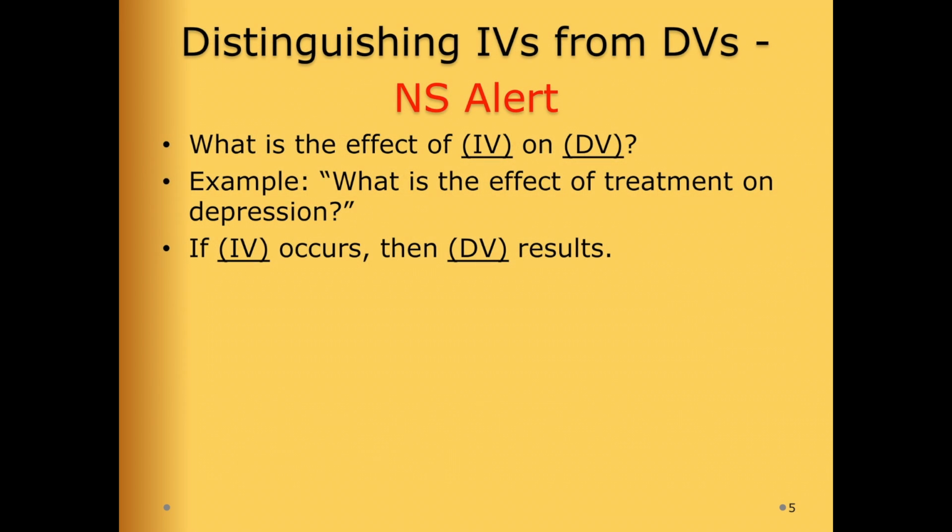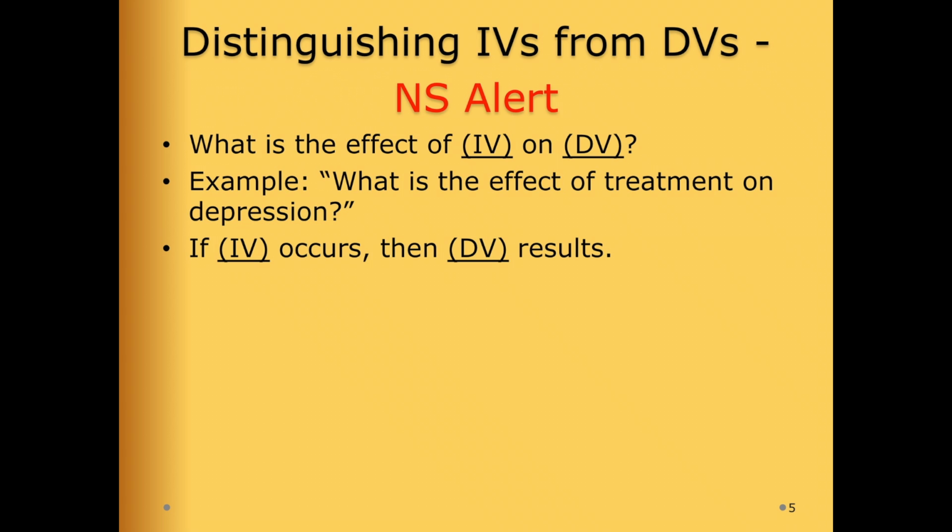Here's one of those national statistics alerts again, a really important message. In order to create a hypothesis and use statistical procedures to test it, one needs to be able to distinguish the independent from the dependent variable. One helpful way I've found is to rephrase the study or restate the title of the study in the following form: What is the effect of blank on blank? The first blank in the sentence is the independent variable, and the second blank is the dependent variable.